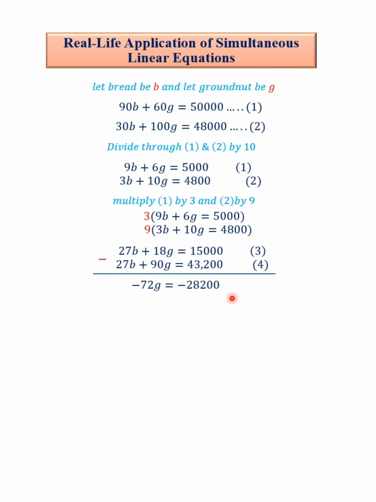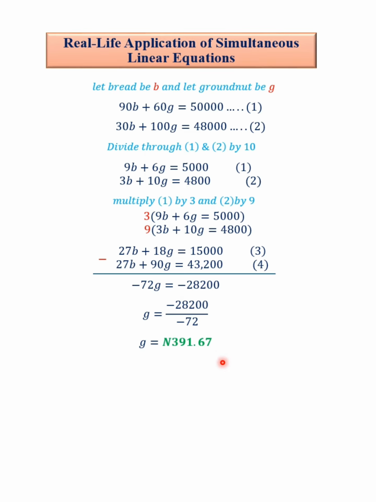To obtain g, we divide both sides by negative 72. Once we do this division, negative cancels negative. 28,200 divided by 72 will give us 391.67. What it means is that a bottle of groundnut can be sold for 391 naira 67 kobo.